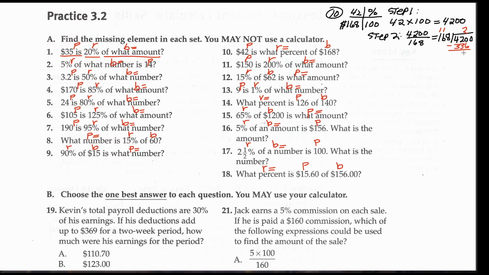Okay, subtract. We have a 4 here. That's going to be an 11. So that's 8. And that's going to be a 0. Now bring down the last 0. Now ask ourselves, how many 168 are there in 840?